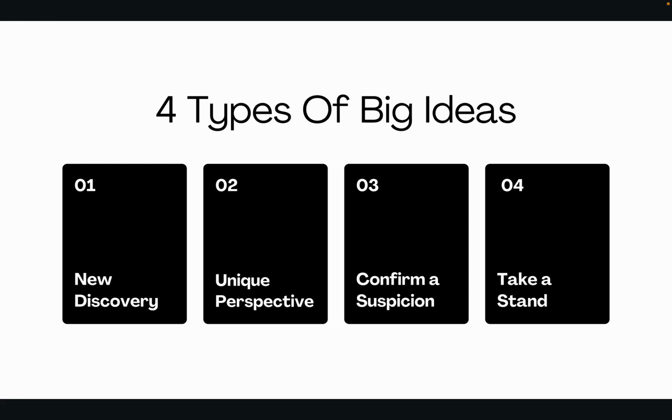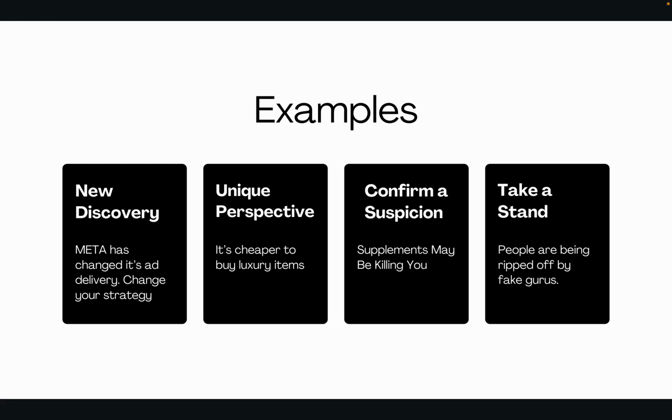Okay. So I'll give you examples so that you can understand what they look like. So for a new discovery, we could say Meta has changed its ad delivery mechanism. You have to change your strategy now. So this is not a headline, this is just the idea with which you can build an entire campaign that sells a product. Okay.